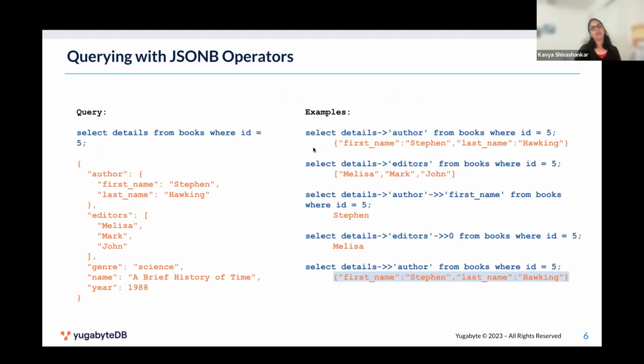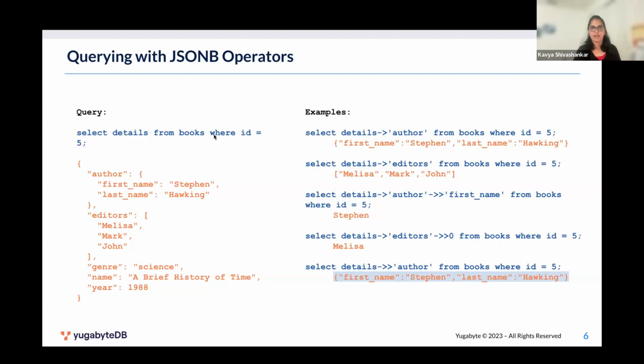The details column of the books table is actually a JSONB column. Within that JSONB column, for ID equal to 5, I have author, which is a nested JSON attribute. The editors attribute is an array with 3 elements in it: Melissa, Mark, and Jason and John. The genre, name, and year are simple attributes.